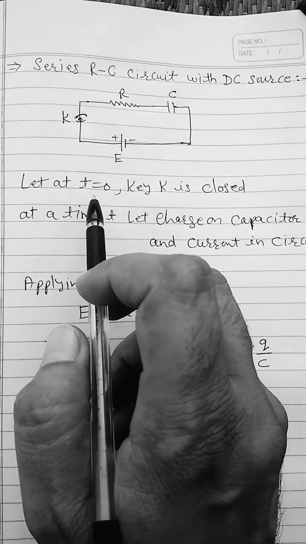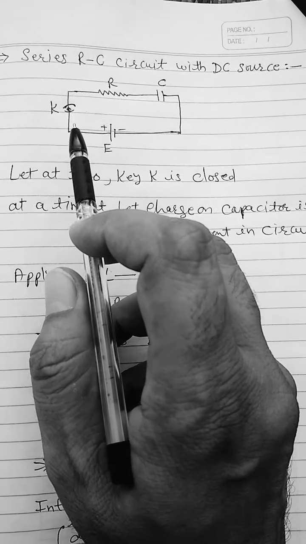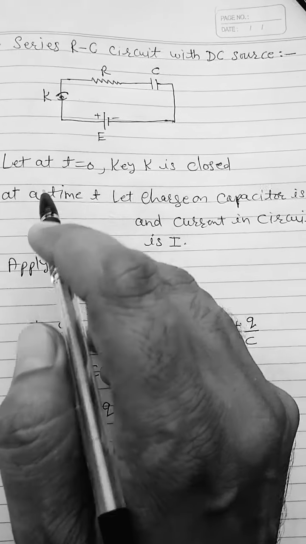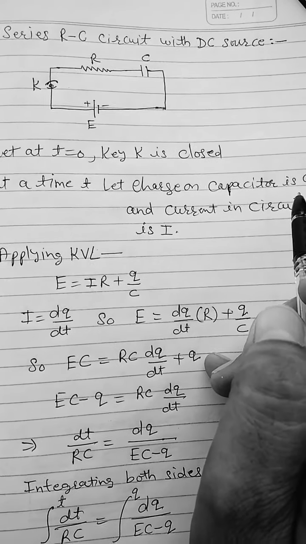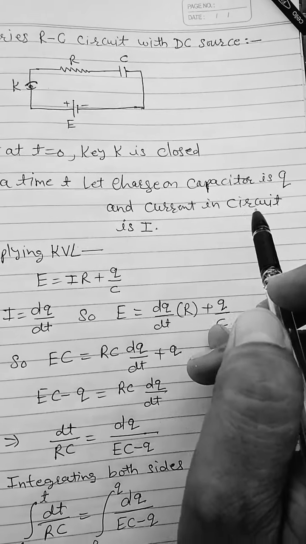Let at time t is equal to 0, the key is closed. Okay, t is equal to 0, key is closed. It means now there will be some flow of current. Let at time t the charge on the capacitor is q, and the current in the circuit is I.